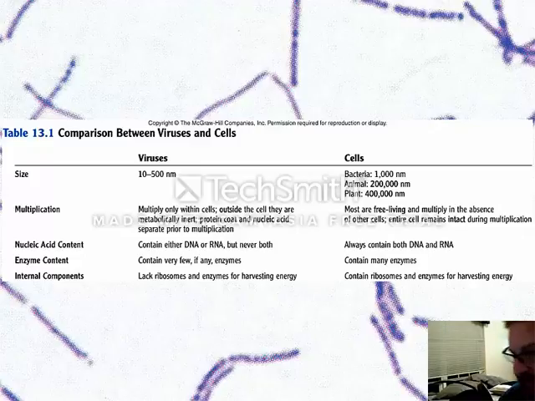I think one of the things that's really interesting here is the nucleic acid content. If you have just a virus, it's either going to be DNA or it'll be RNA, but it is never both DNA and RNA at the same time. Cells have to have both DNA and RNA. So just looking at the genetic content is generally one way of knowing whether you're looking at a virus or a bacteria.